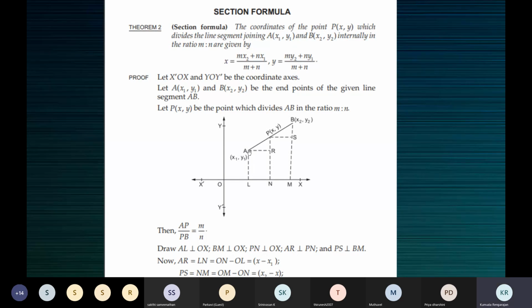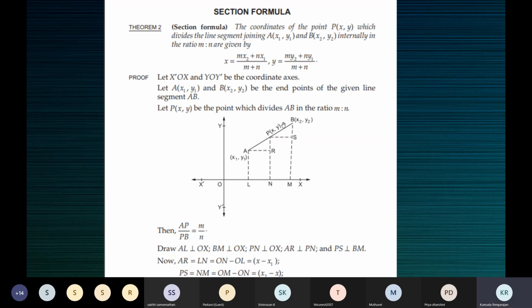Okay, so A is given by the coordinates x1, y1, and B is given by the coordinates x2, y2. P lies on the line segment AB. Let's say the coordinates of the point P are x, y. The ratio AP is to PB is m is to n. Because P lies on AB, it divides AB in a specific ratio. Let it be m is to n.